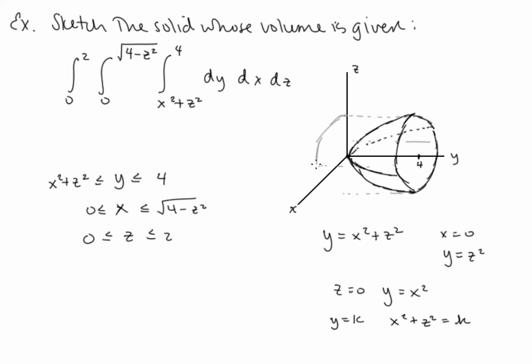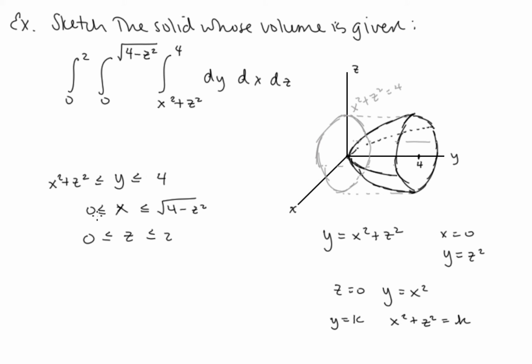That shadow is going to be this circle. And this is the circle x squared plus z squared is equal to 4. And so yes, if we solve for x, we get x equals radical 4 minus z squared.